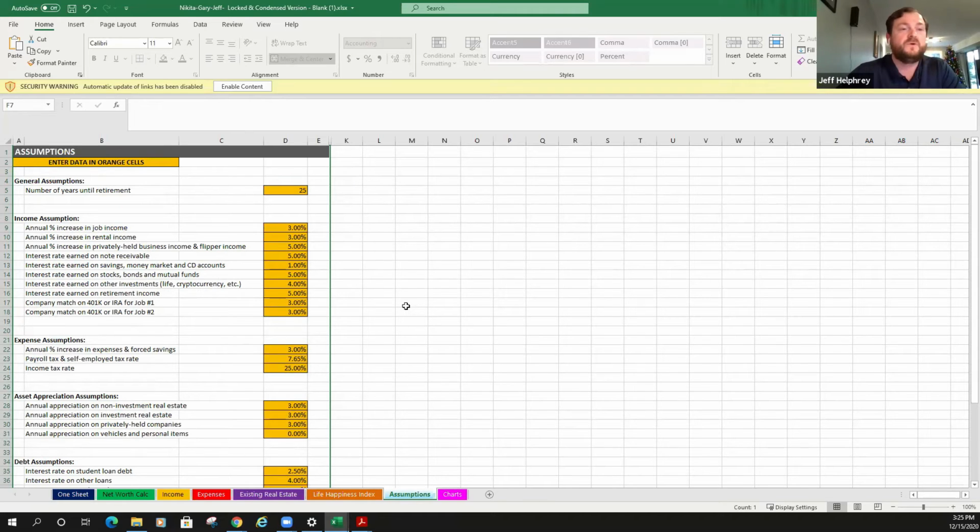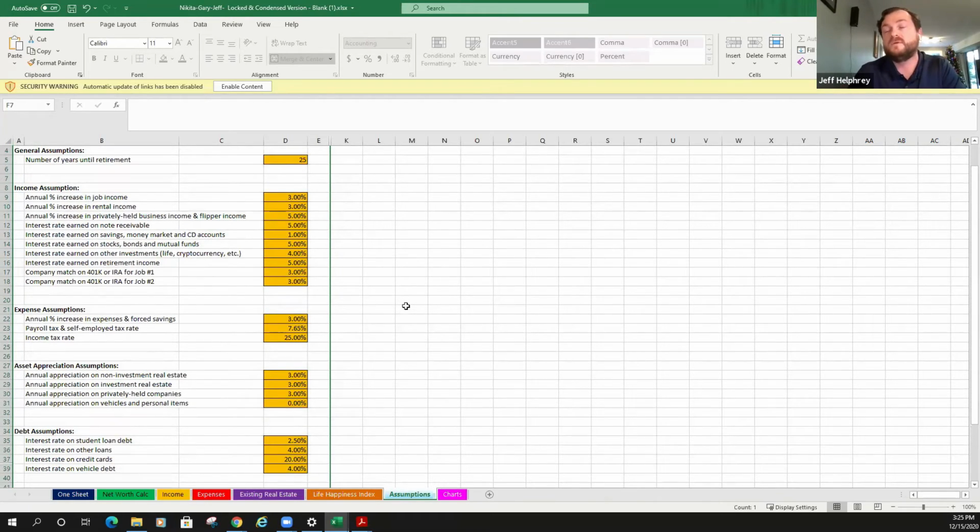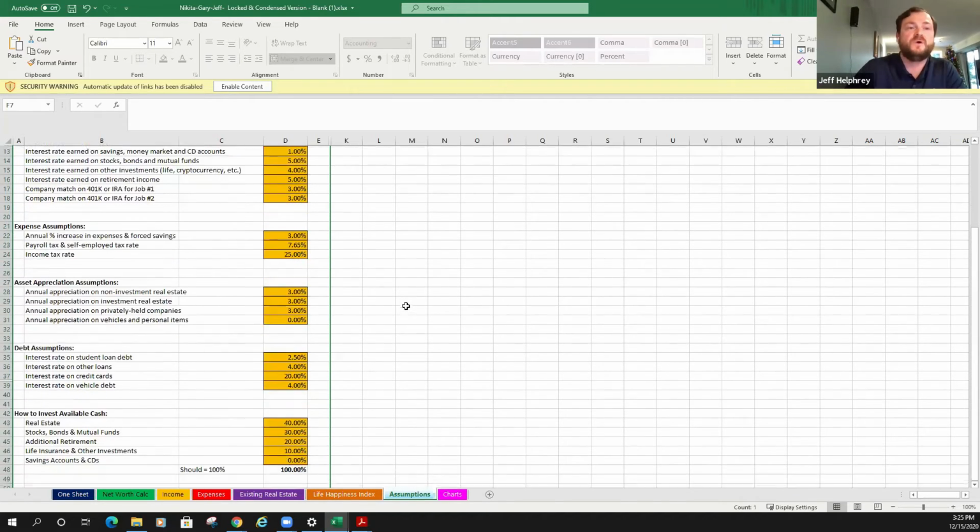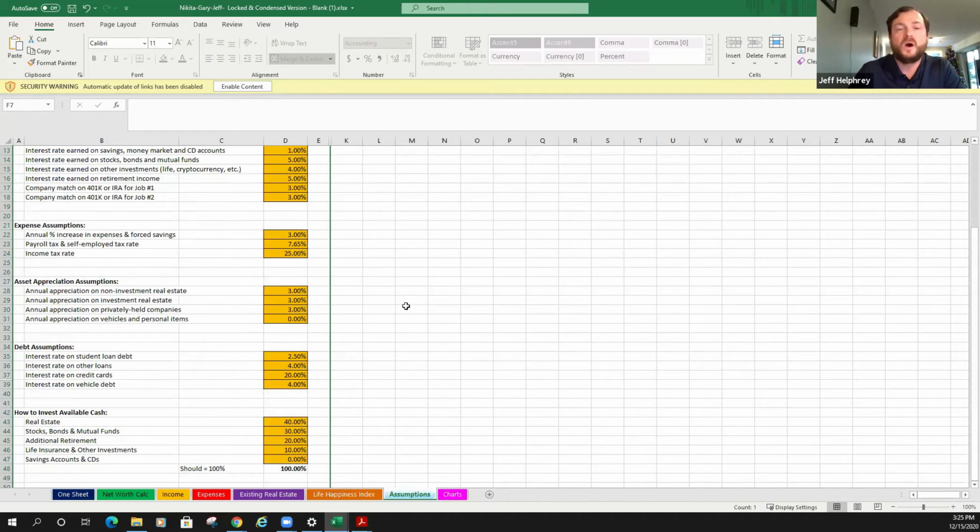The next section summarizes your income growth, which includes growth on your job income as well as interest rates on some of your investments. So you should read through that. The expense assumptions section creates an assumption for your expense growth. So how much are your expenses going to go up each year, along with some tax calculations. So if you're a high income earner, you should adjust the rate to a more reasonable level. And then the final categories we have here are your asset appreciation. So if you just buy an asset and hold it, what are your assumptions on the growth for those assets each year?